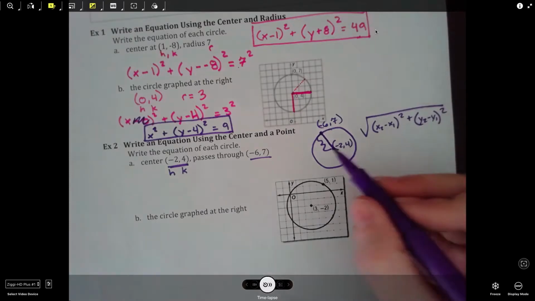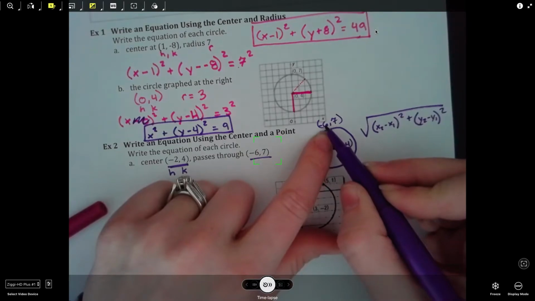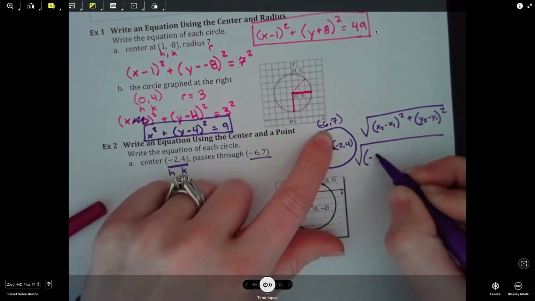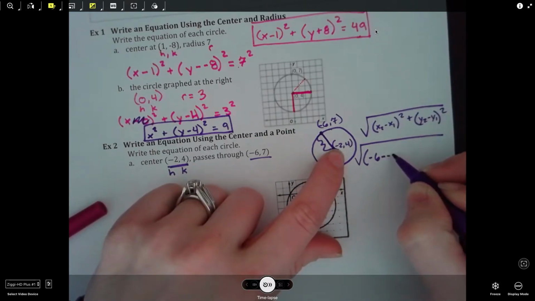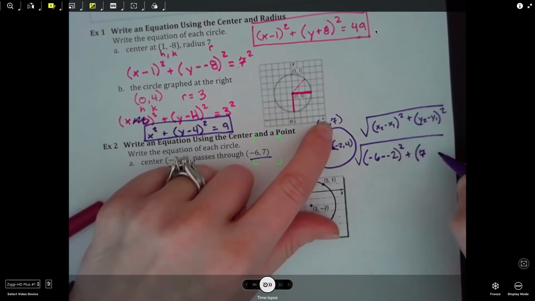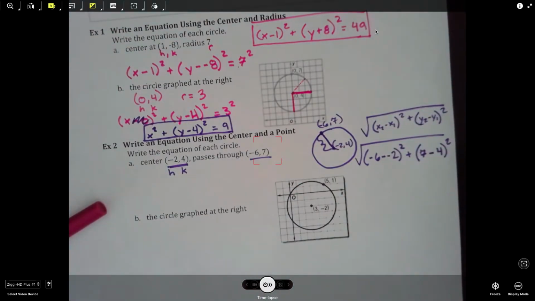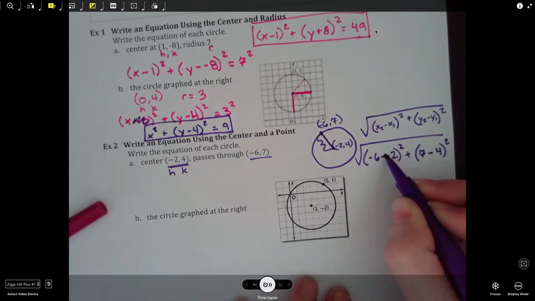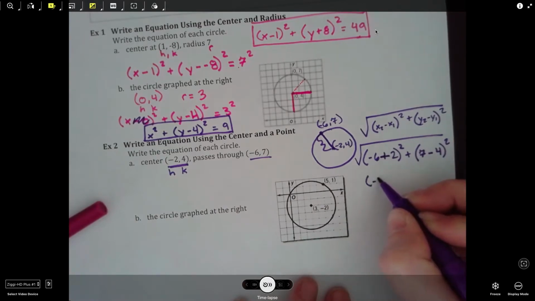So I'm going to start with my second x-coordinate. I'm going to use negative 6 as my second x-coordinate. Right? So I've got the square root of negative 6 minus negative 2, my first x-coordinate, plus my second y, which is 7, minus my first y, which is 4. Okay, so writing that all in there looks like that. Negative 6 minus a negative 2 will be negative 6 plus 2, which is negative 4, and then I'm going to square that here in just a second.